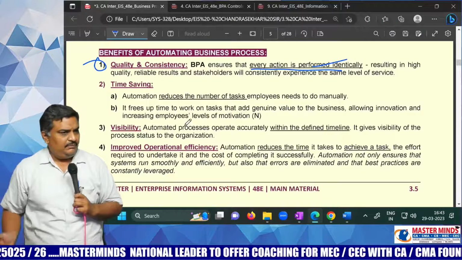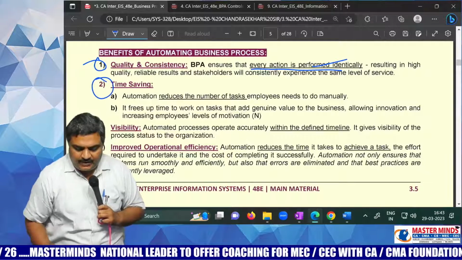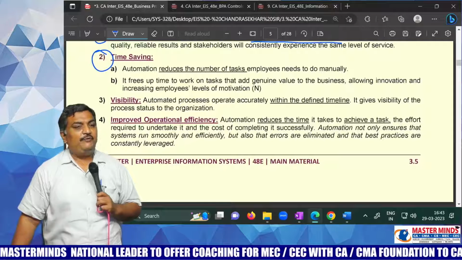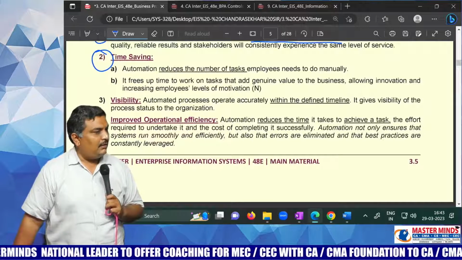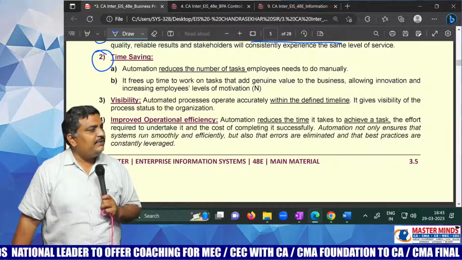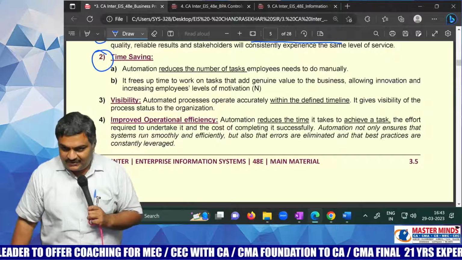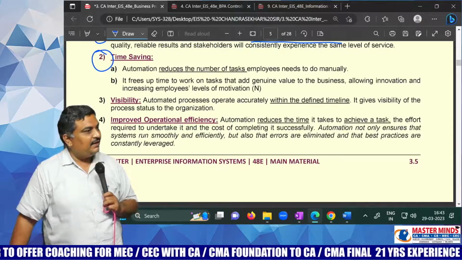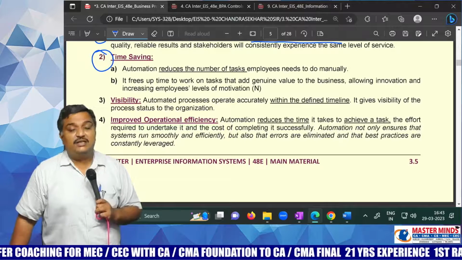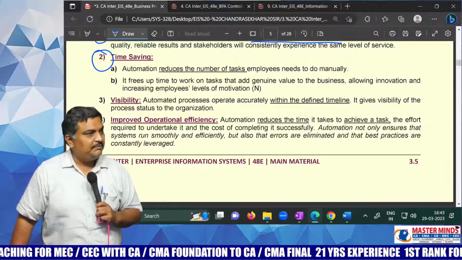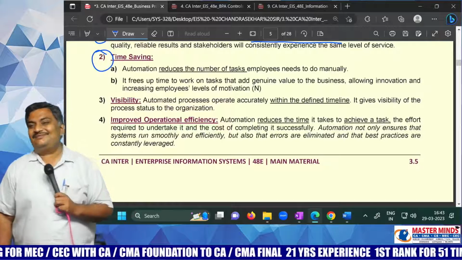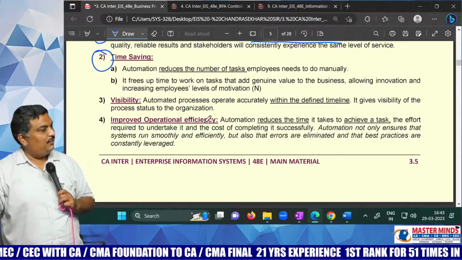Time saving, I need not explain that. Visibility. What does visibility mean? If you ask a human how much of the work is finished, he will say, finished sir, almost finished, 2 minutes. I'll tell the same thing to my boss, to Prakash sir. Prakash sir asks, what is the status of that work? I'll say, 2 minutes sir, I'll come. And I'll never go, till the evening.